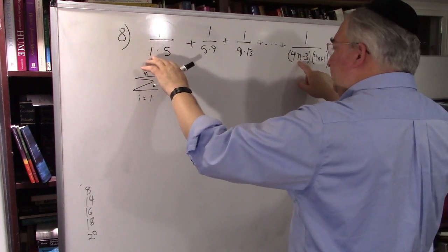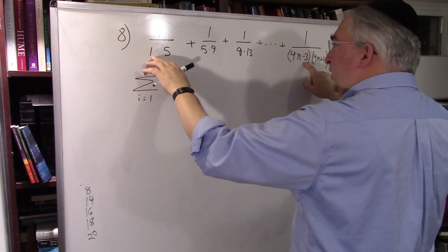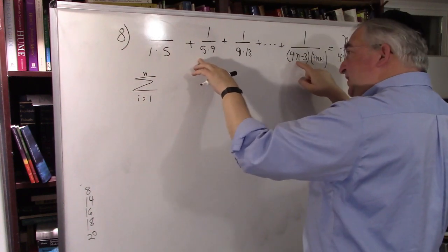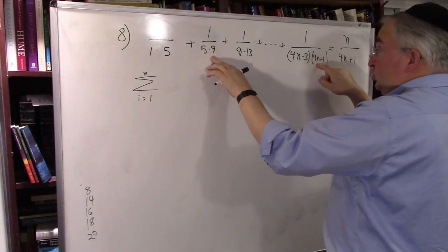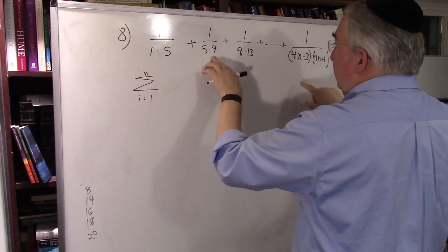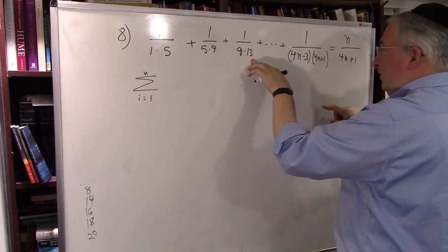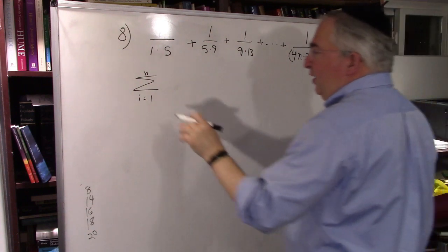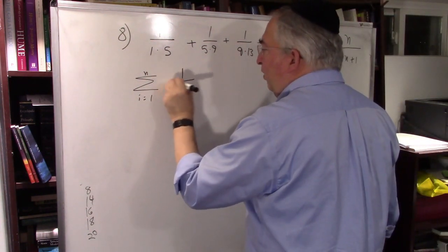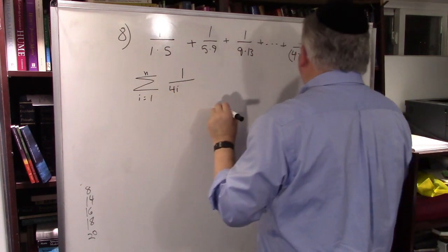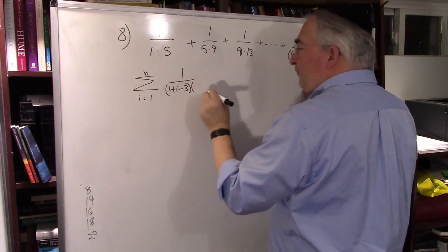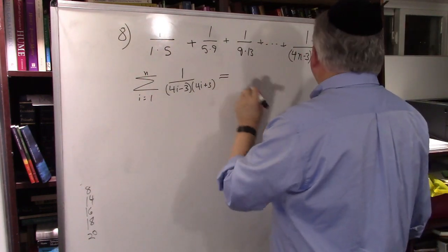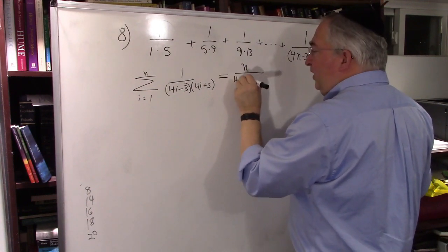4 times 1 is 4, minus 3 is 1. 4 times 1 is 4, plus 1 is 5. This is 4 times 2 is 8, minus 3 is 5. 4 times 2 is 8 plus 1. Then 4 times 3 is 12 plus 1. So this works. Okay, so the sum from i equal to 1 to n of 1 over 4i minus 3 times 4i plus 1. But we want to finish where n, so we're going to plug in the n. And we're going to say that this is equal to n divided by 4n plus 1.